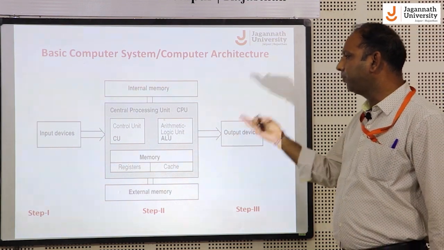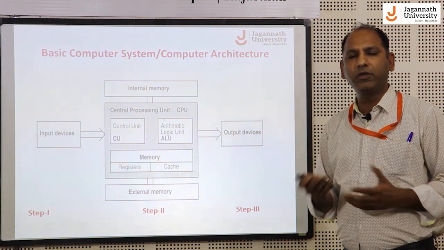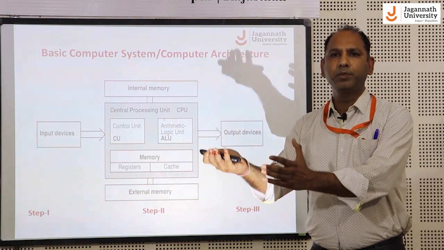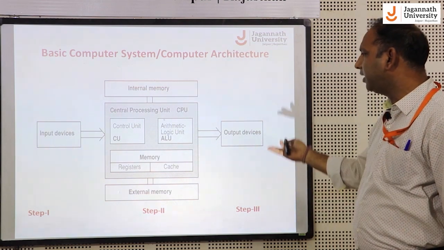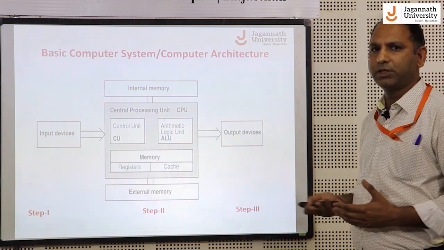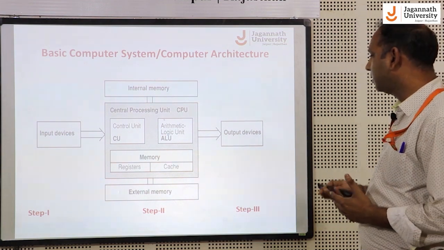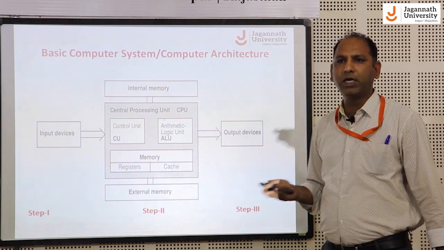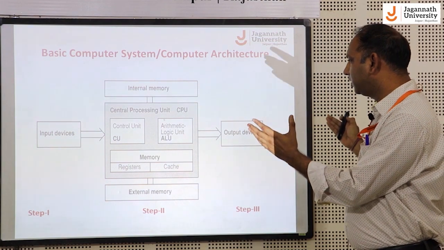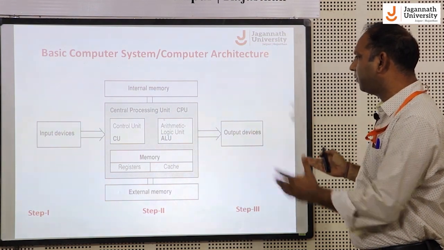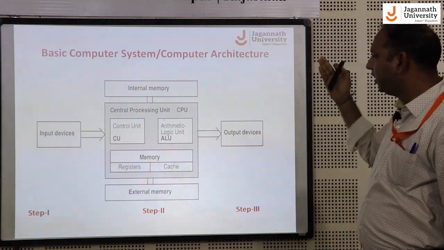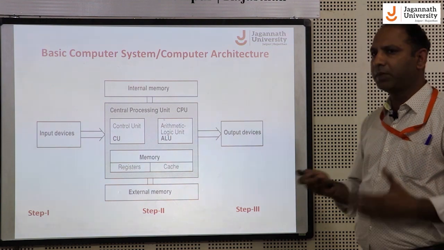So first, the input devices. The input devices are the devices which collect the input and pass it to the CPU. So it is a mediator, which performs some processing and calculations. Step 2 is the CPU, the central processing unit, which is a combination of the control unit, arithmetic logic unit and memory. So it is a complete mediator part which performs the processing.